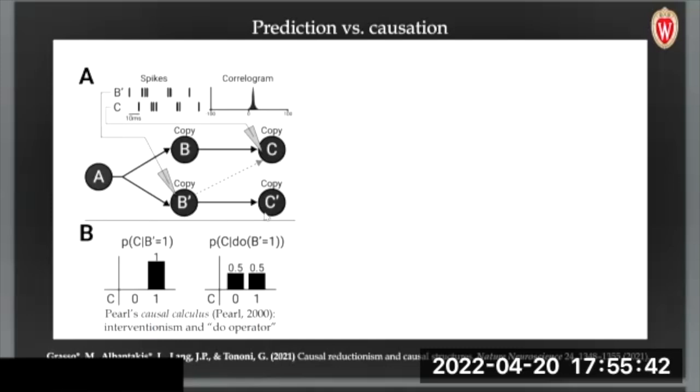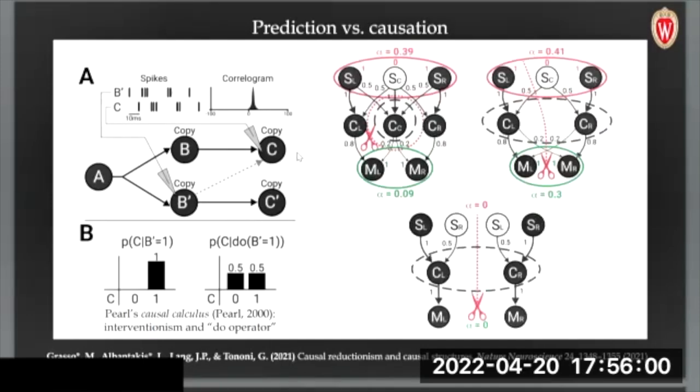There are types of causal calculus, such as Judea Pearl's interventionism and do operator, that allow us, for instance, to perturb B prime without perturbing B, and observe that now the probability distribution of node C is 50-50. So we can show that now there is no causation. But what I would like to stress here is that in all the cases that I mentioned, we can always predict what the system is going to do based purely on the state of the inputs. However, there is a very different picture of the causes that are at play in these three systems.